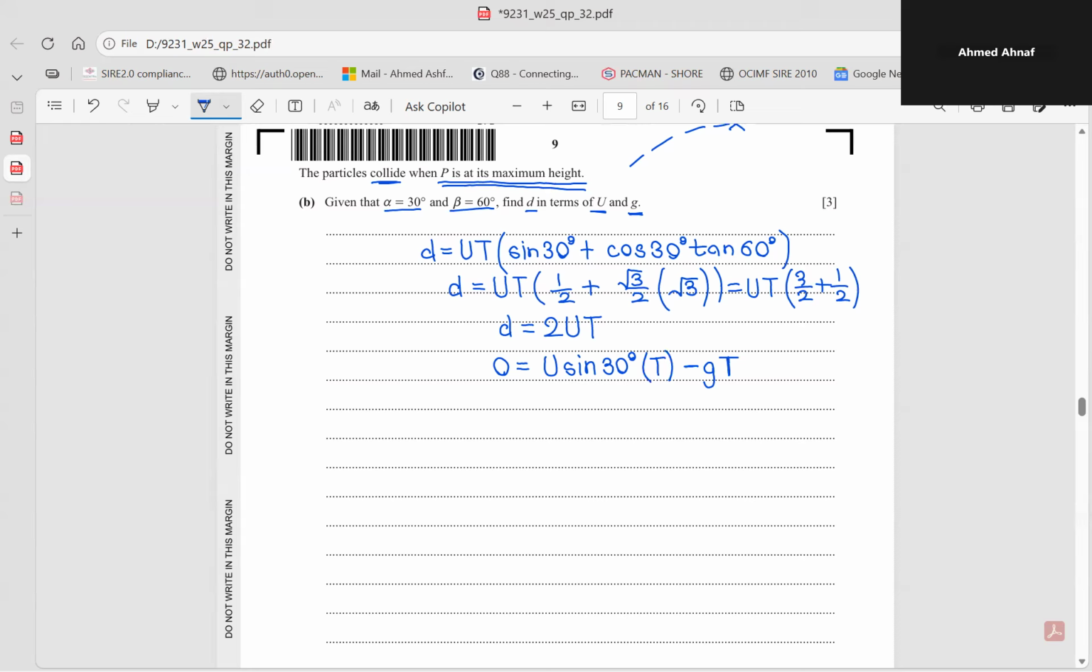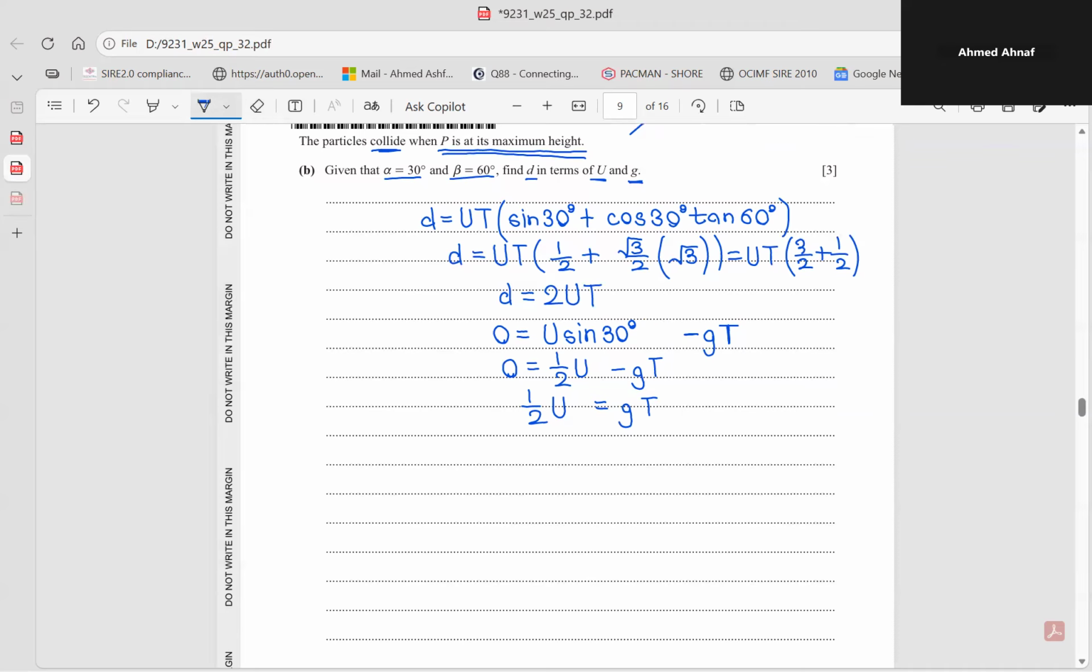So, sine 30 is half. So 0 equals half UT minus GT. So you will just get half UT equals GT. Why did I put the T? I just realized you don't have to put this T. You just need to put the initial velocity. So just half u.